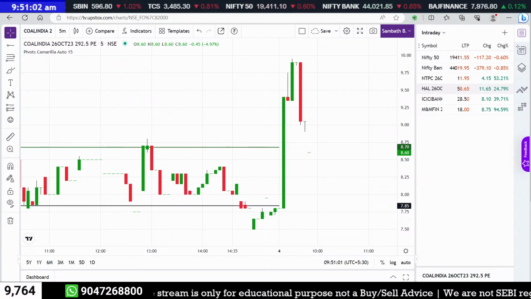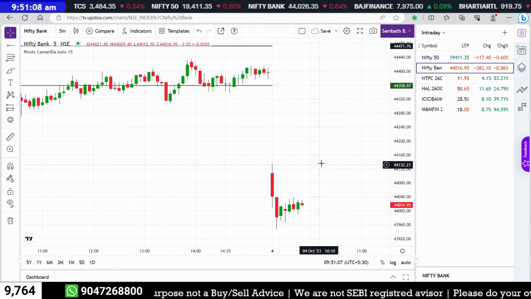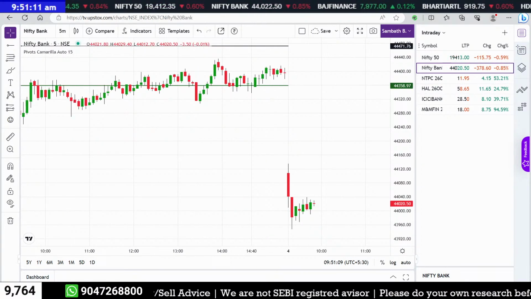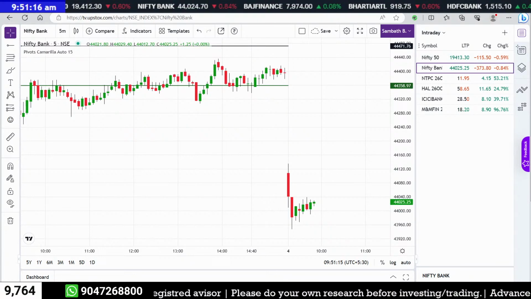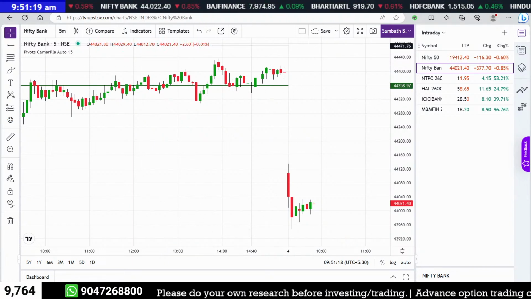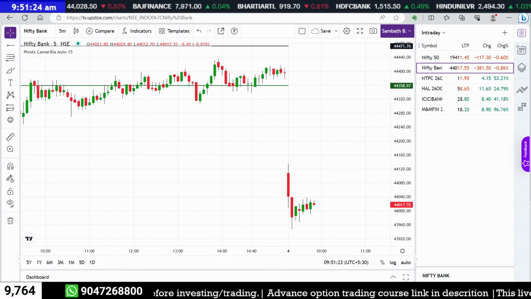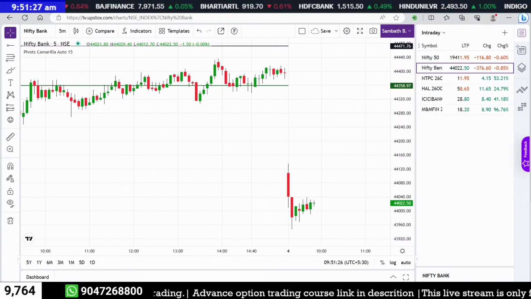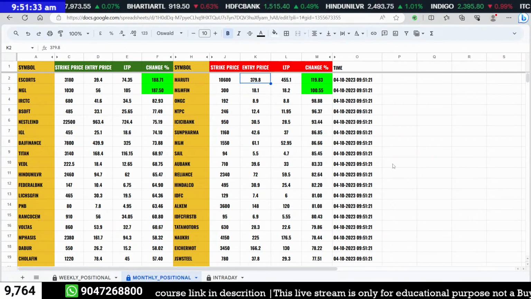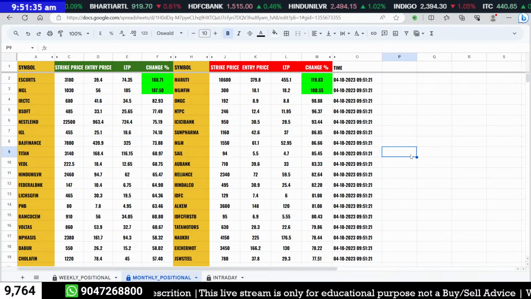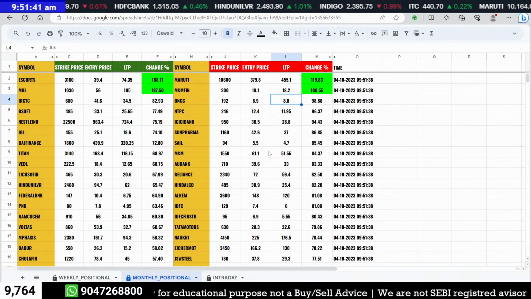So opening, nothing changes. 128, 130. Okay, so ICICI not triggered. So I am always focusing on positional trade, because at the beginning of the month we have a lot of things. So ONGC, after making 9.95, is trading around 8.8. It is a positional.